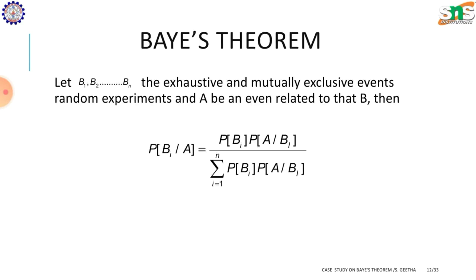Next, Bayes' theorem. Let B1, B2, etc. up to Bn be exhaustive and mutually exclusive events of a random experiment, and let A be an event related to the Bs. Then P of Bi given A is equal to P of Bi into P of A given Bi divided by the summation from i equal to 1 to n of P of Bi into P of A given Bi.